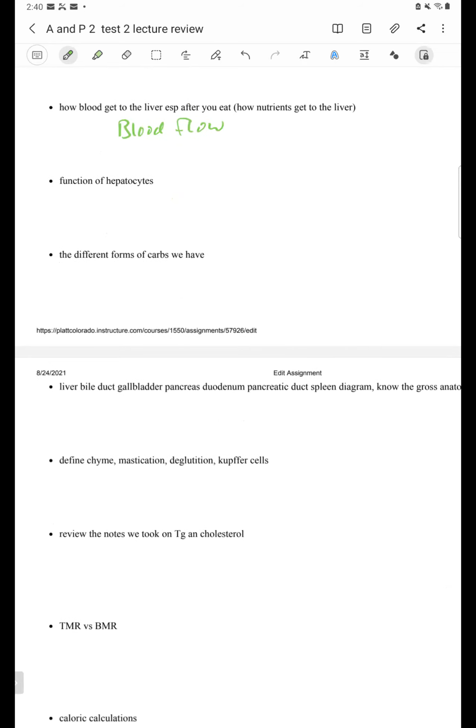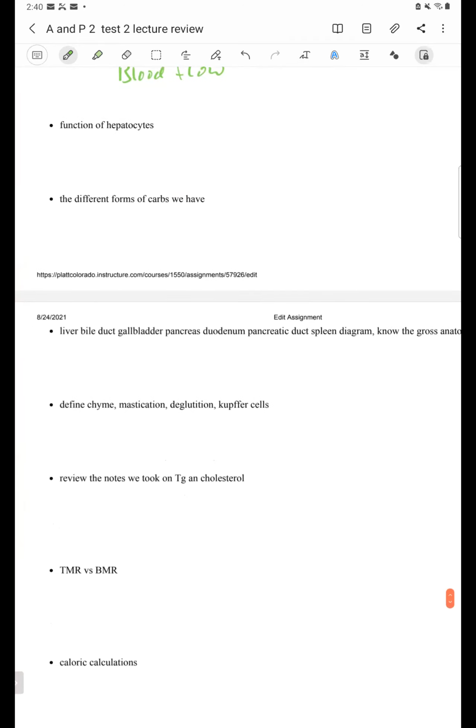Hepatocytes, that's a fancy word for liver cells. They have a lot of functions. They're responsible for metabolism, detoxification, protein synthesis. So we talked about some of the hepatocytes in your notes.